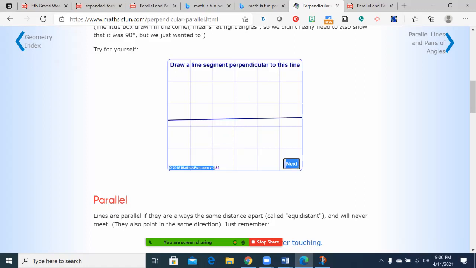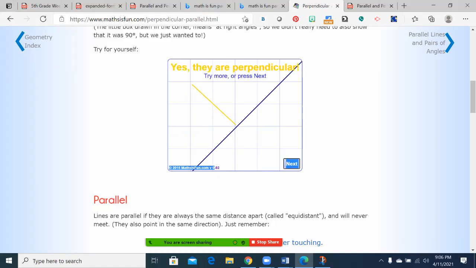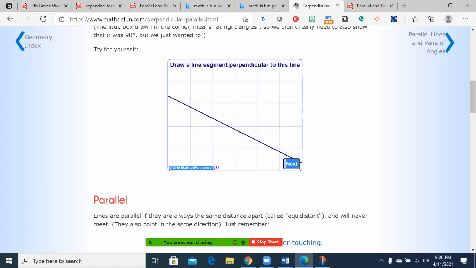Yes, it's perpendicular. Let's try another one. It was pretty easy in that one because it kind of ran across that line. Notice if I'm over here, still no. Is it still at a 90-degree angle? No. Yes. This is fun.